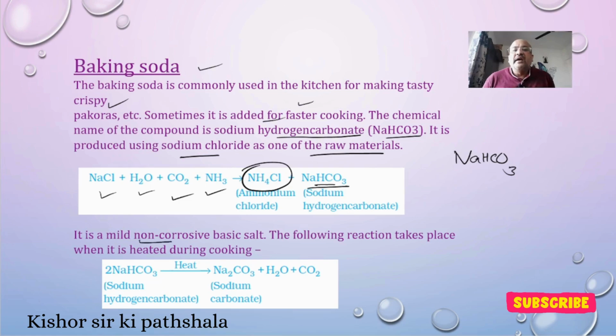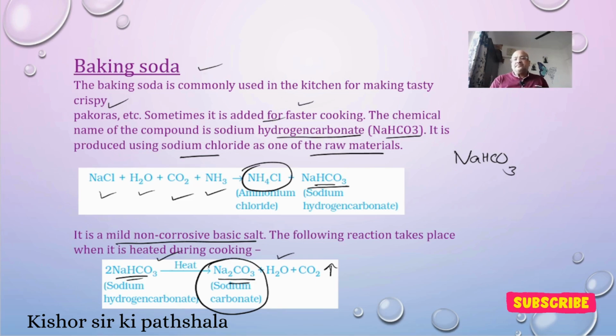Now you see the importance of this sodium hydrogen carbonate. It is a mild, non-corrosive basic salt. The following reaction takes place when it is heated during cooking. Now you heat this sodium hydrogen carbonate. What reaction will it give? It will give sodium carbonate, water, and carbon dioxide gas is released. So what are we getting? We are getting sodium carbonate. So for manufacturing of sodium carbonate, what do we require? We require sodium hydrogen carbonate.